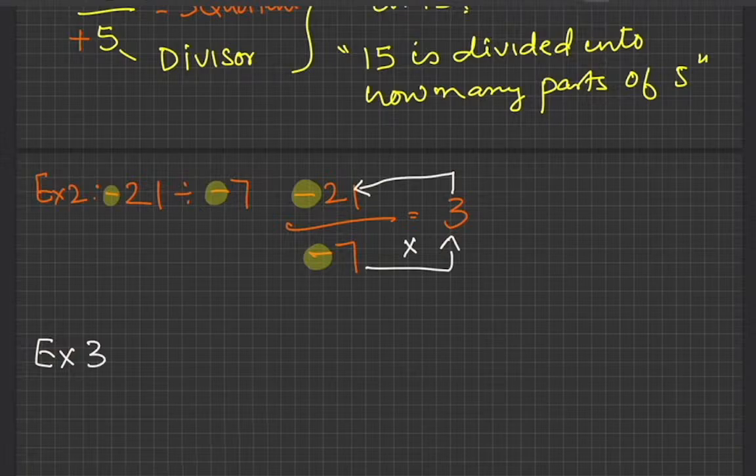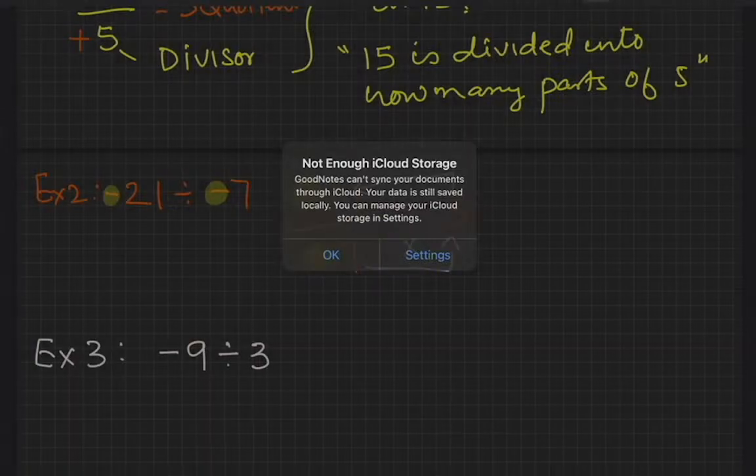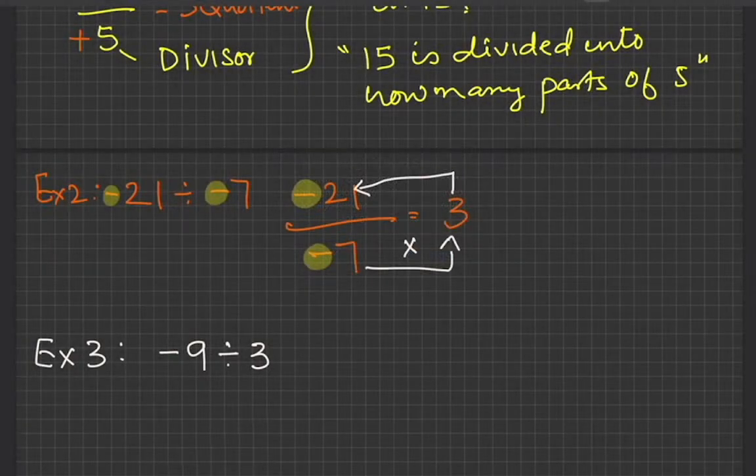So let's say I have a negative 9, the dividend, divided by positive 3. So here we have a negative number and a positive number. Remember, there can be only 3 signs: either plus or minus, and then the result will be minus. This is negative 9, and 3 is positive.